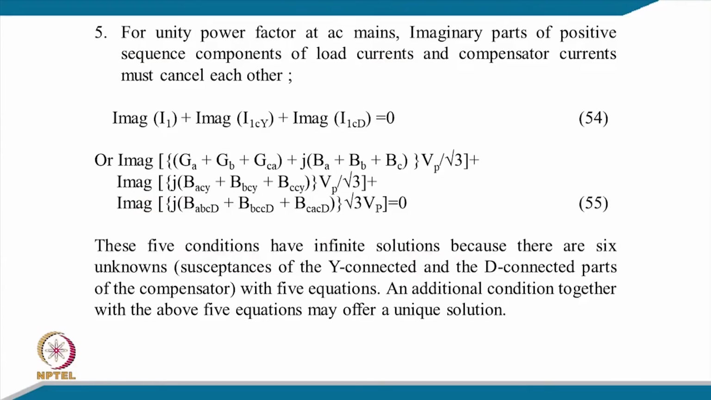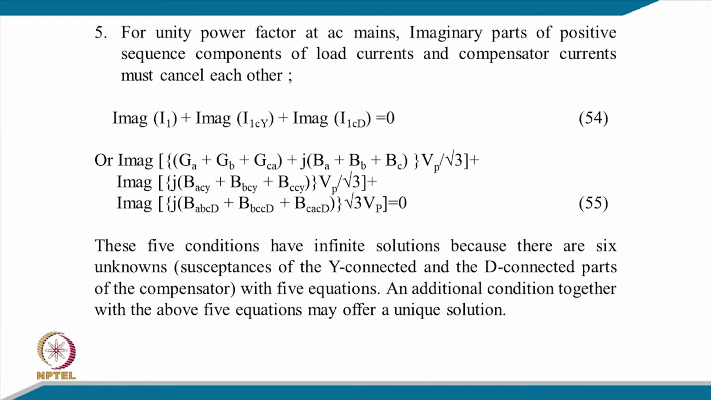There is another fifth condition for unity power factor at measurements: imaginary part of positive sequence component of load current and compensator currents must cancel each other. The imaginary part of I 1 plus the imaginary part of I C 1, that is star connected compensator positive sequence current, and imaginary part of I C D, delta connected compensator, must be 0, and you can keep the value of this in terms of load conductance, load susceptances, plus the star connected susceptances as well as the delta connected compensator. So, you get another equation.